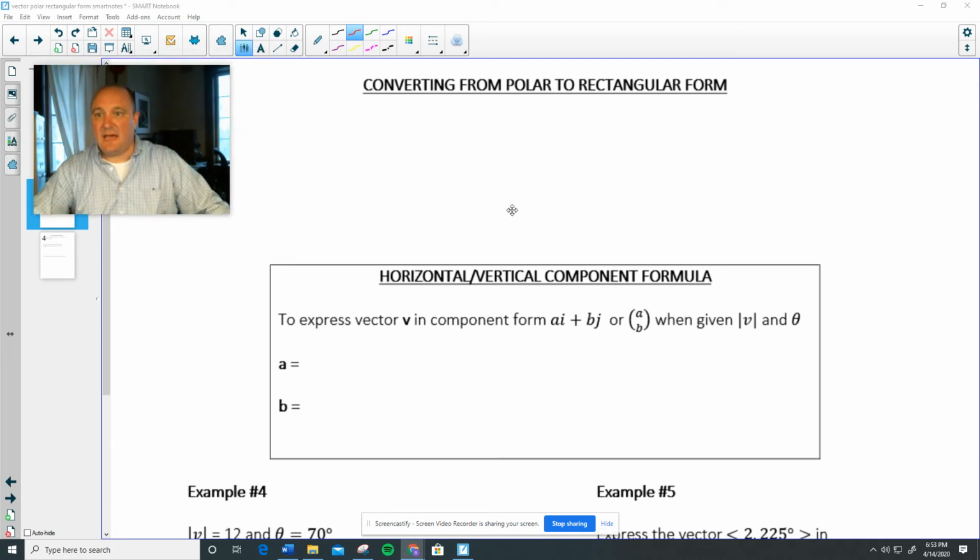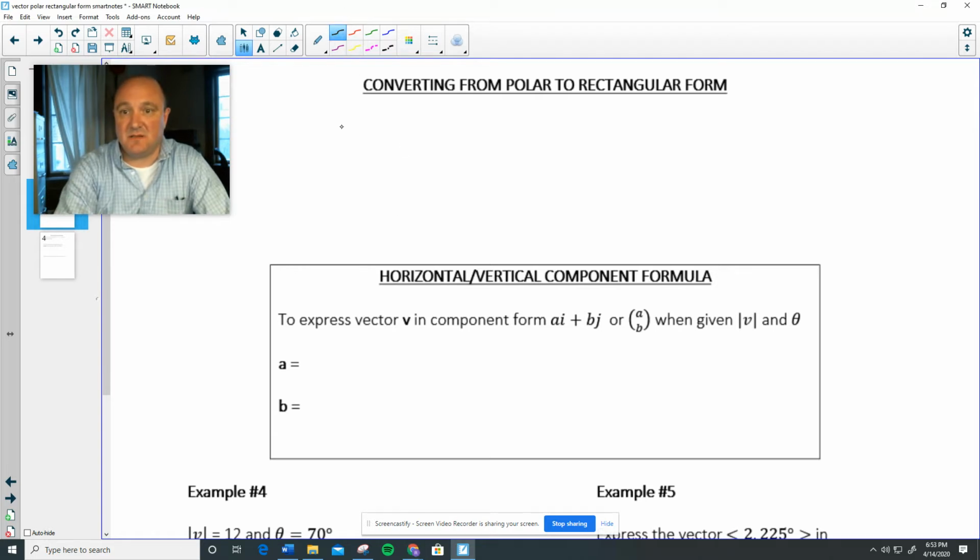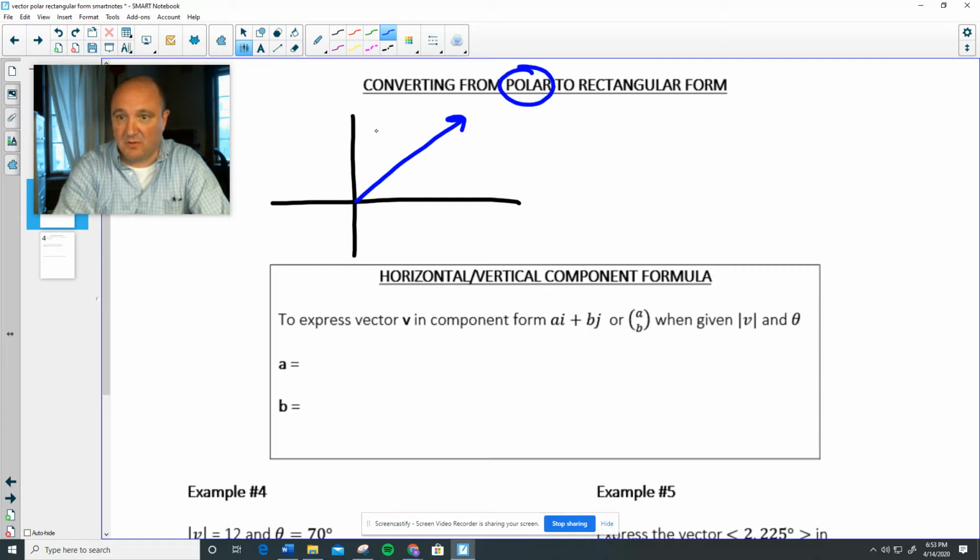All right, so we have learned how to convert from rectangular form to polar form. Let's figure out how we're going to go in the opposite direction. So let's go back to our basic example where, this time, we know the magnitude, because we have polar form. So we're going to know the magnitude, and let's call that V. And we know the angle between the vector and the positive x-axis. We'll call that theta.